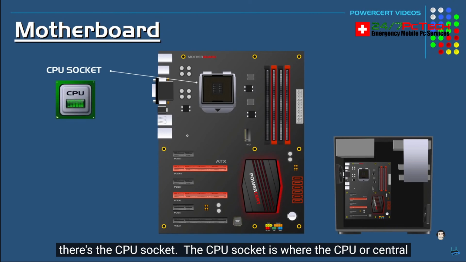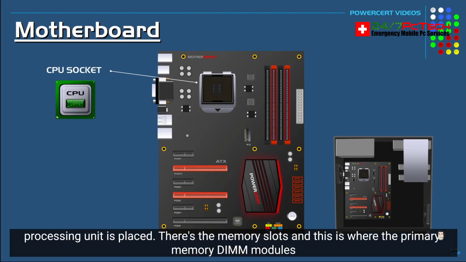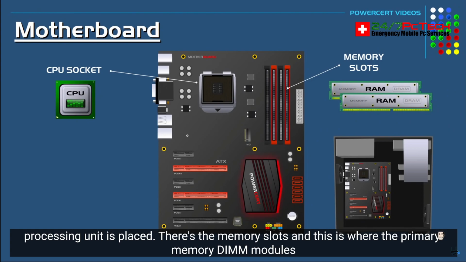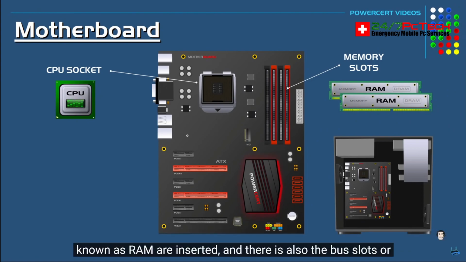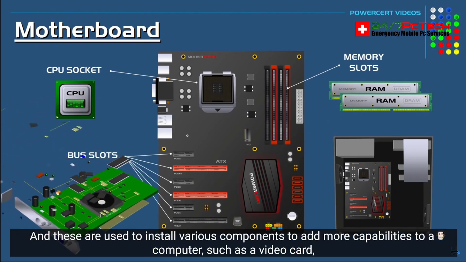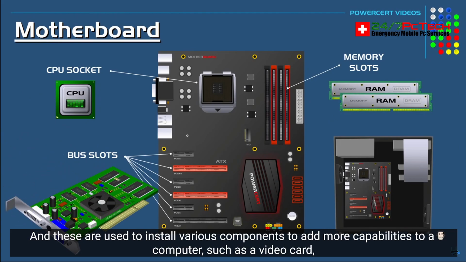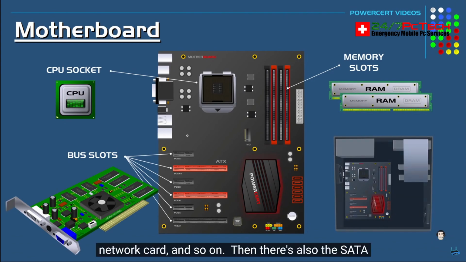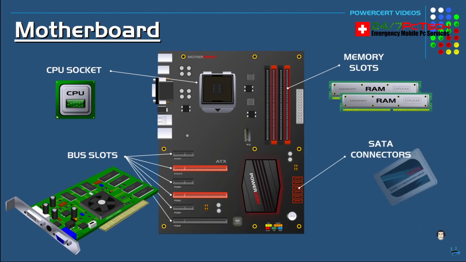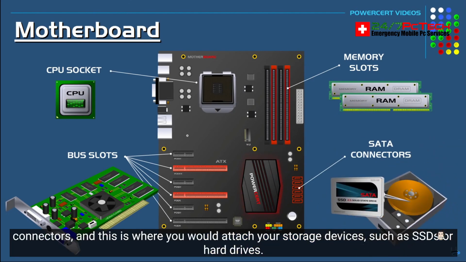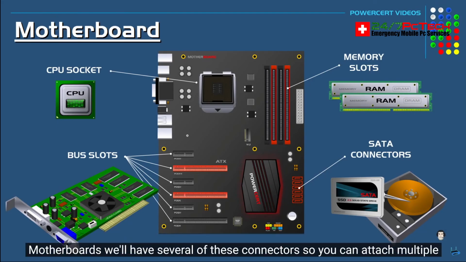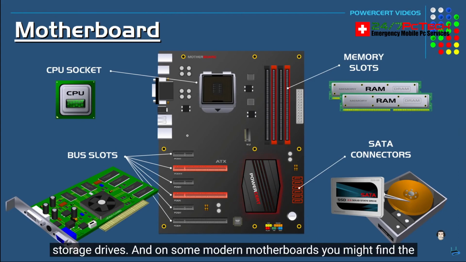The CPU socket is where the CPU, or Central Processing Unit, is placed. There's the memory slots, and this is where the primary memory DIMM modules, known as RAM, are inserted. And there is also the bus slots, or expansion slots. And these are used to install various components to add more capabilities to a computer, such as a video card, sound card, network card, and so on. Then there's also the SATA connectors, and this is where you would attach your storage devices, such as SSDs or hard drives. Motherboards will have several of these connectors, so you can attach multiple storage drives.